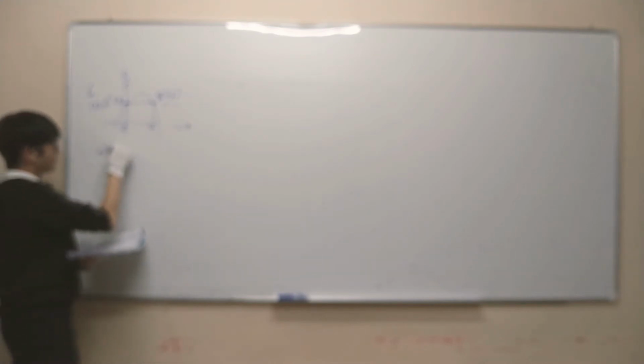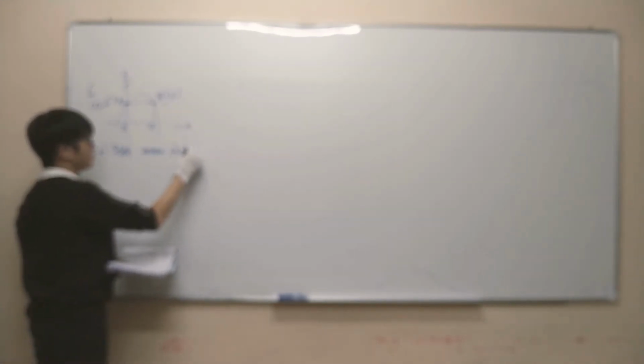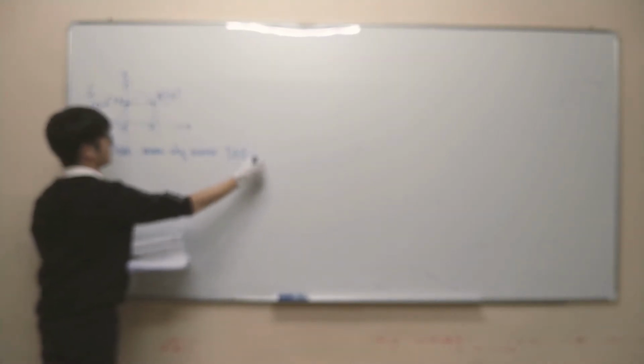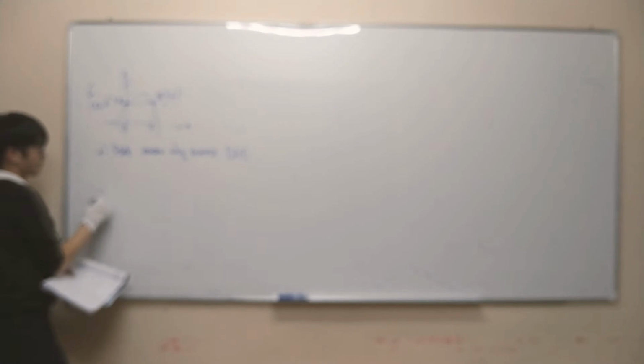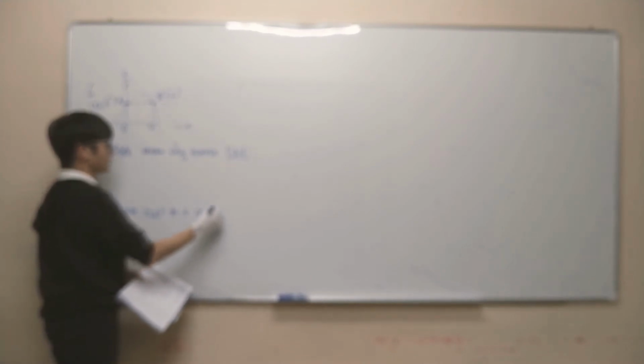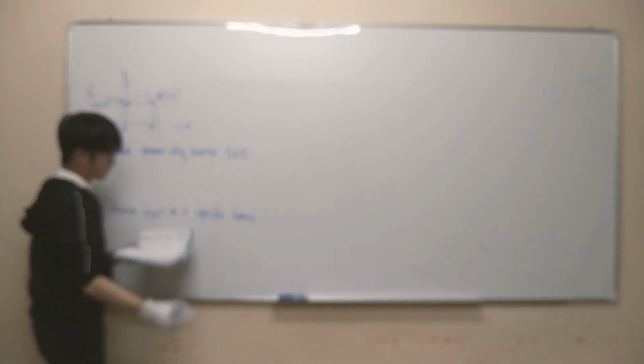State the reason why the inverse does not exist. That's the first question. And then B: the inverse exists in a specific domain, and state the domain.